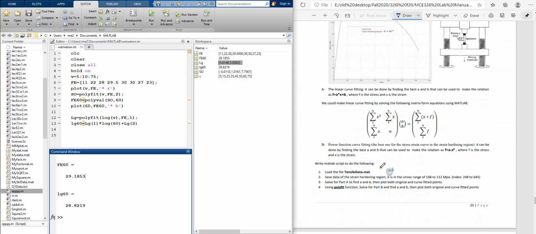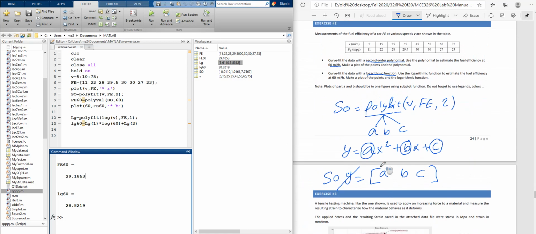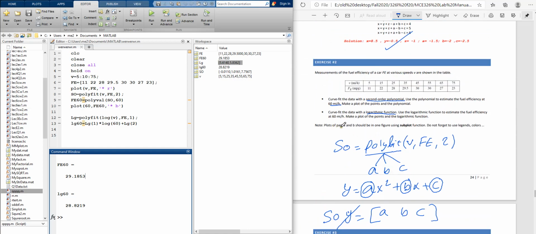And the next part, guys, says to plot parts A and B in one figure using subplot or plot. It's up to you. We can make it using plot. I will make it with plot and subplot. Let me make plot first. Plot V, the original data.